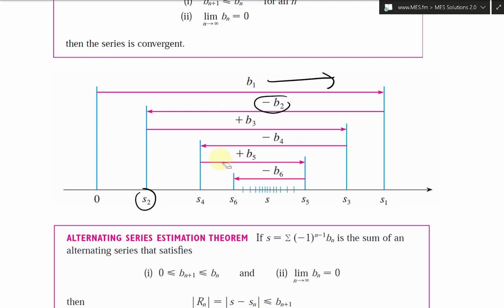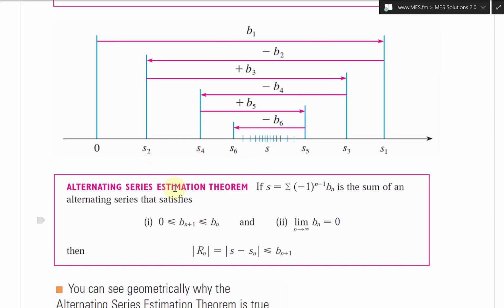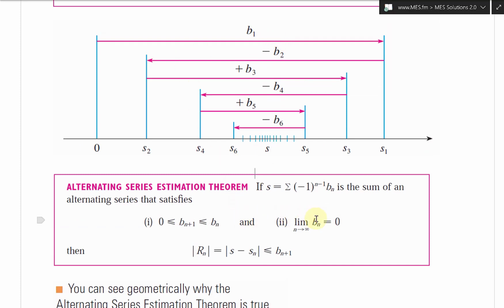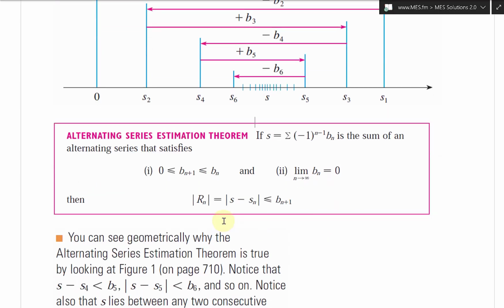So this illustrates the alternating series and how it is convergent when bn is getting smaller and smaller and going to 0. Then the alternating series estimation theorem: if S is the sum of an alternating series, the sum of (-1) to the power n minus 1 times bn, where bn plus 1 is less than bn and bn is greater than 0, and the limit as n approaches infinity of bn is 0, then the remainder Rn, which is S minus Sn, the actual sum minus the nth partial sum, is less than or equal to the next term bn plus 1.